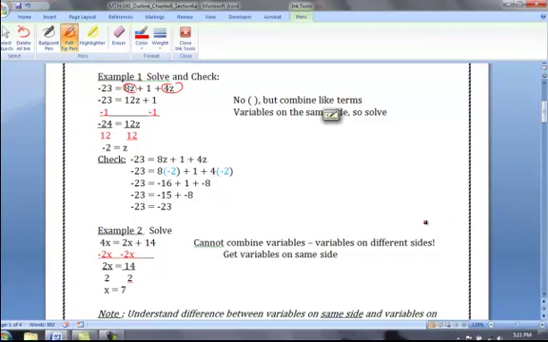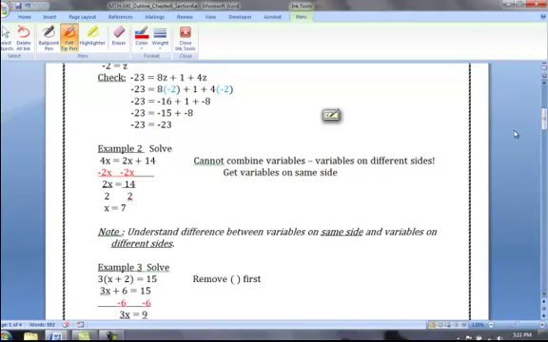Again, this is another one where we don't have to worry about parentheses, but let's look at each side and make sure it's completely simplified. Well, on the left side we have 4x. There's nothing we can do there. And on the right side we have 2x plus 14, and there's nothing we can do there because those are not like terms. So what we have to do is notice that there's x terms on the left side and x terms on the right side.